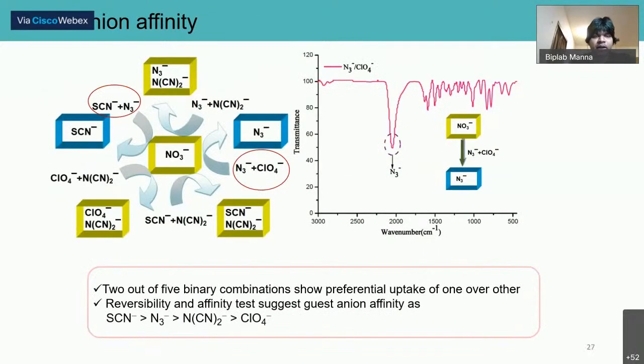We also performed binary anion exchange experiments. We observed that in the thiocyanate and azide combination, and the azide and perchlorate combination, the framework is taking up azide. In the other mixtures, the other anion is observed. So the reversibility and affinity tests suggest the guest affinity order: thiocyanate, then azide, dicyanamide, and perchlorate.